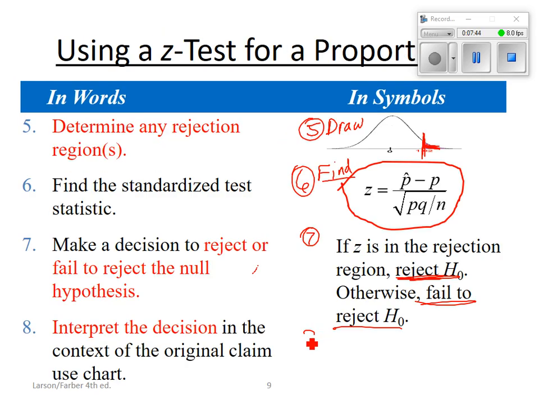And number 8, you interpret. Remember, when you interpret, you have 3 parts, and you're going to use that chart that's in your charts that tells you there is enough evidence, there is not enough evidence, so you're going to use that chart. So that's your 8 steps.